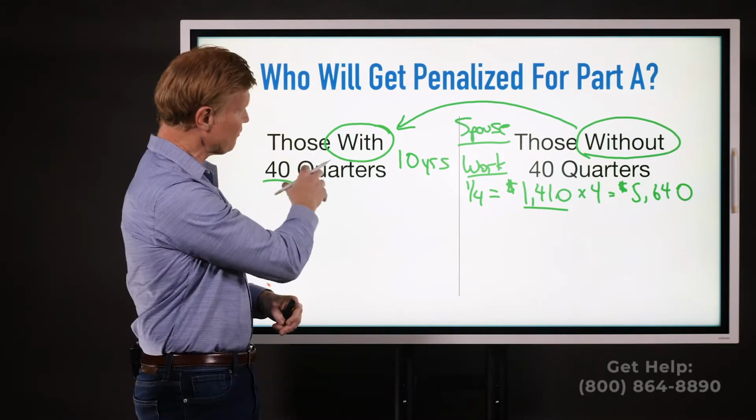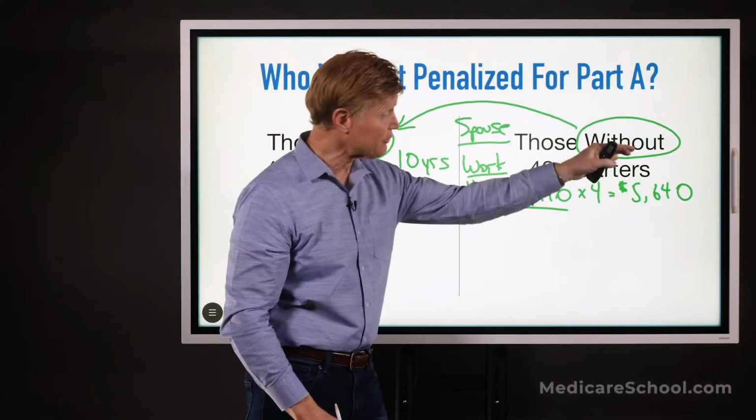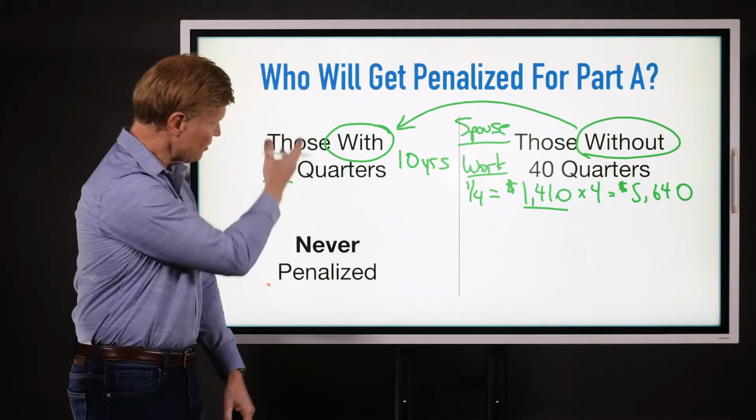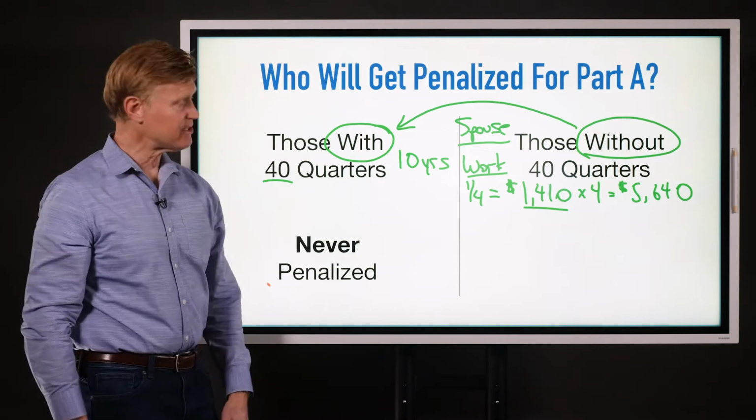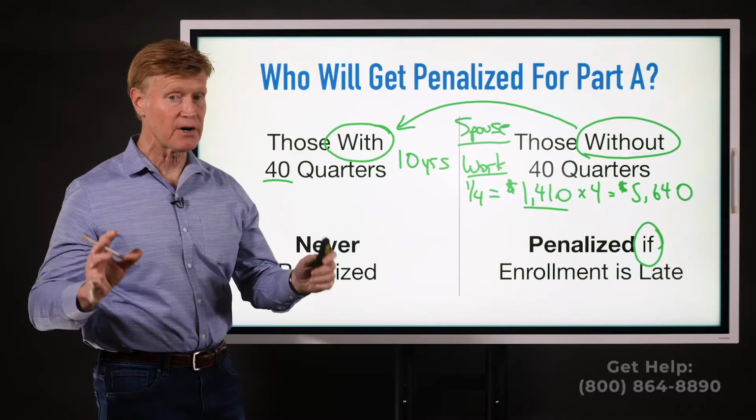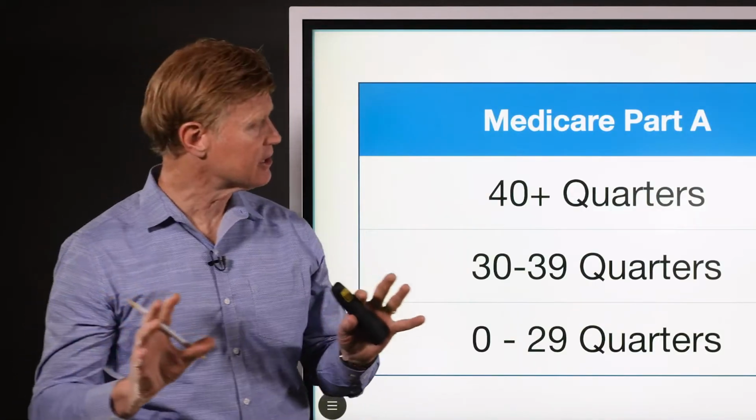And so those with 40 quarters, no penalty. Those without them, if we can't move over into this column, then you are going to be subject to penalties. And so this group is never penalized, and this group could be penalized if their enrollment is late. All right, so that's the way that works. So this chart should make this very clear as to who gets a penalty.